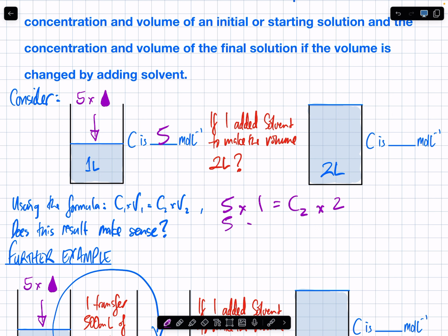5 times 1 is 5 equals C2 times by 2. How do I get rid of multiplying something by 2? Divide both sides by 2. Divide by 2, divide by 2. That cancels out. So you're going to get C2 is equal to 5 over 2, which is 2.5 moles per litre. Does that result make sense? I had something that was concentrated 5. I doubled the volume of it without adding stuff into it, just liquid. It should be half of the concentration.